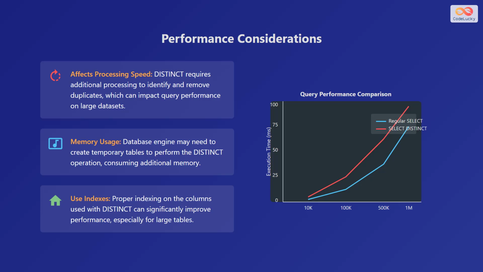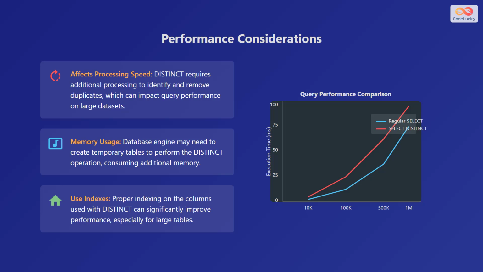It's important to consider the performance implications of using distinct. Distinct affects processing speed. It requires additional processing to identify and remove duplicates, which can impact query performance on large datasets. Also, it increases the memory usage. The database engine may need to create temporary tables to perform the distinct operation, consuming additional memory.